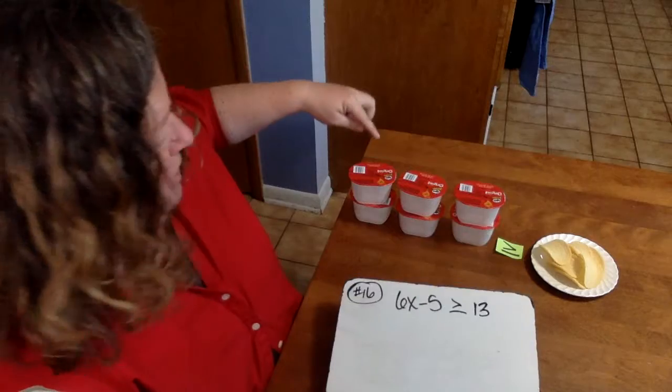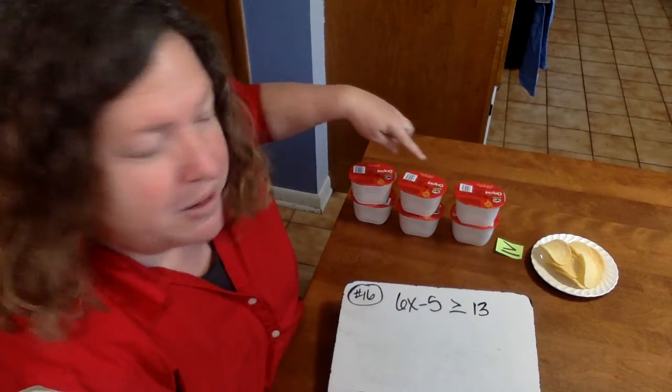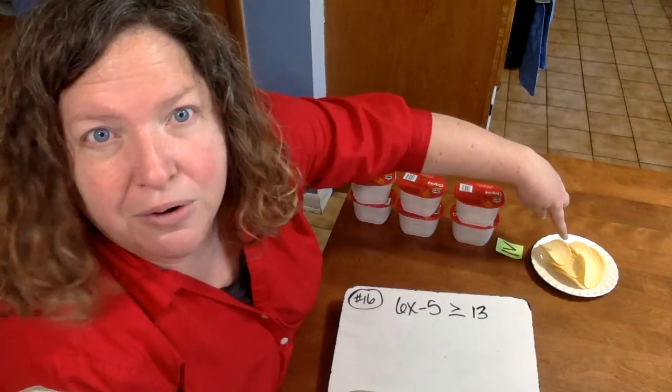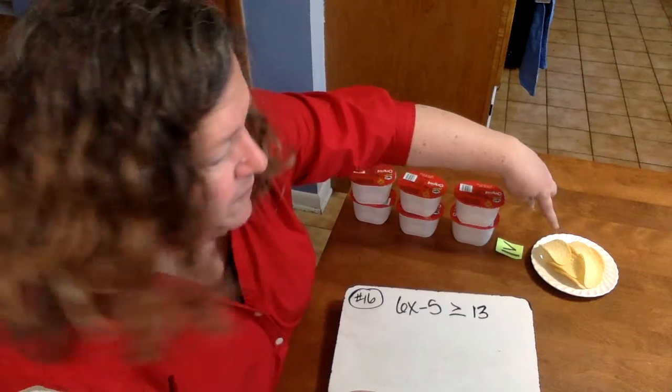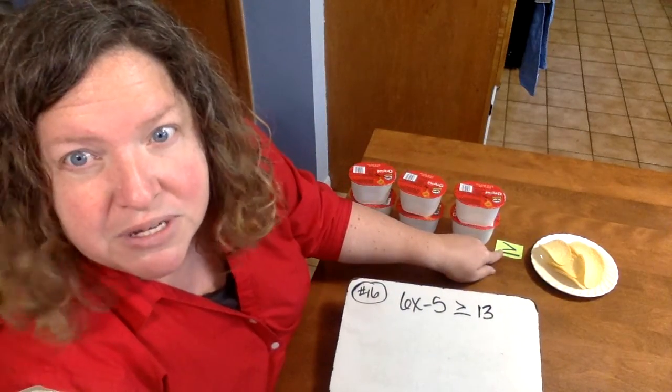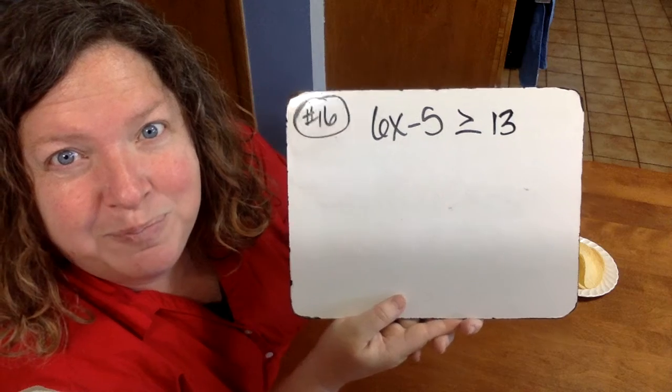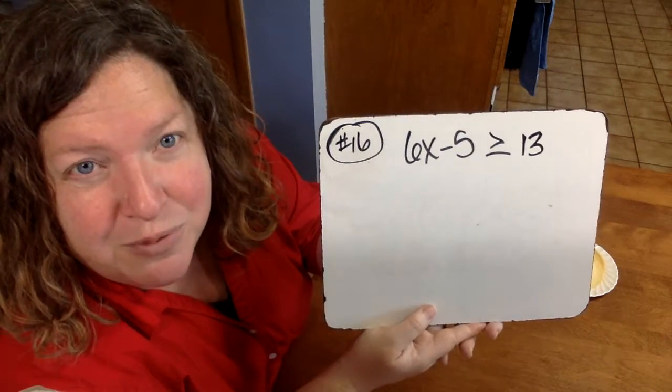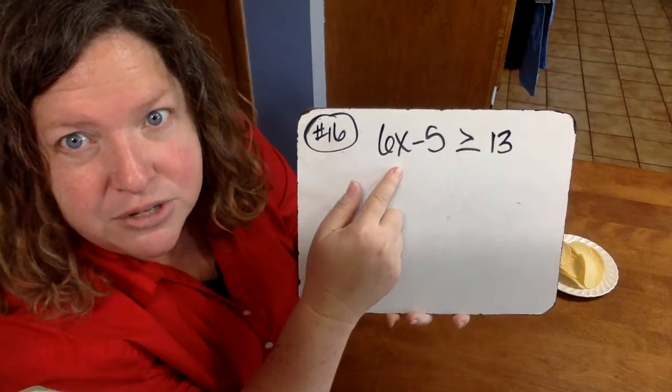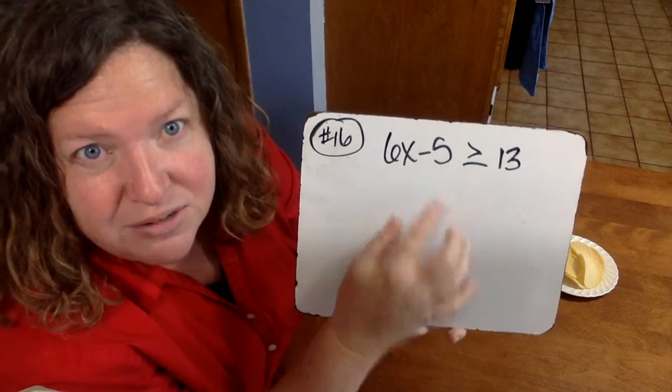Okay, so we've got our 6 groups of a mystery amount. We've got our 13 individual Pringles there. We've got our greater than or equal sign. Is there anything we're missing? We haven't taken away 5 yet, have we? It's 6 groups of a mystery amount minus 5.